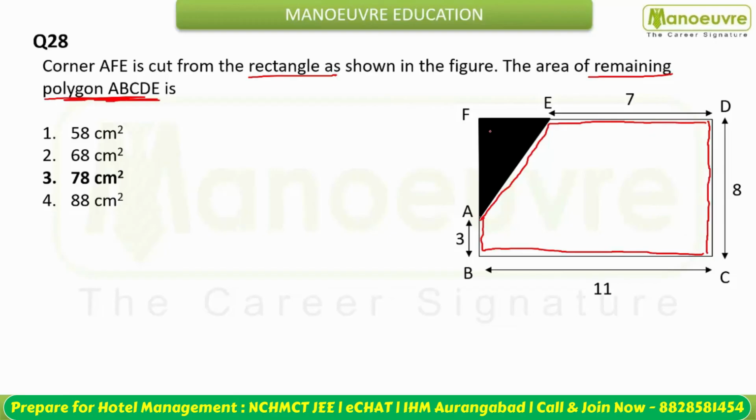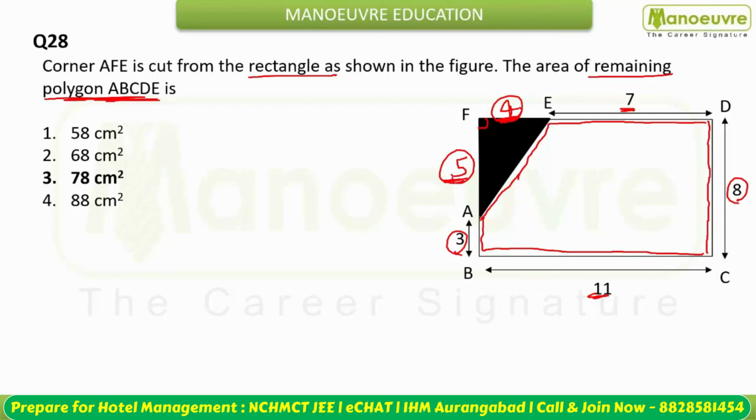AFE is a what? This is a right angle triangle. You can see this is 3, this is 8. So I can say AF is what? This is my 5th unit. This is 11, this is 7. So I can say this is going to be what? This is going to be my 4 units. I don't care what my hypotenuse is going to be, because this is not a 3, 4, 5 triangle, because in that the hypotenuse is 5.